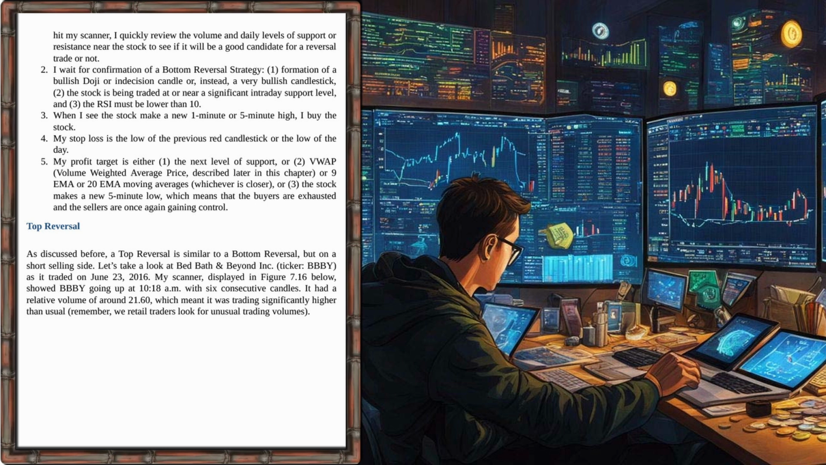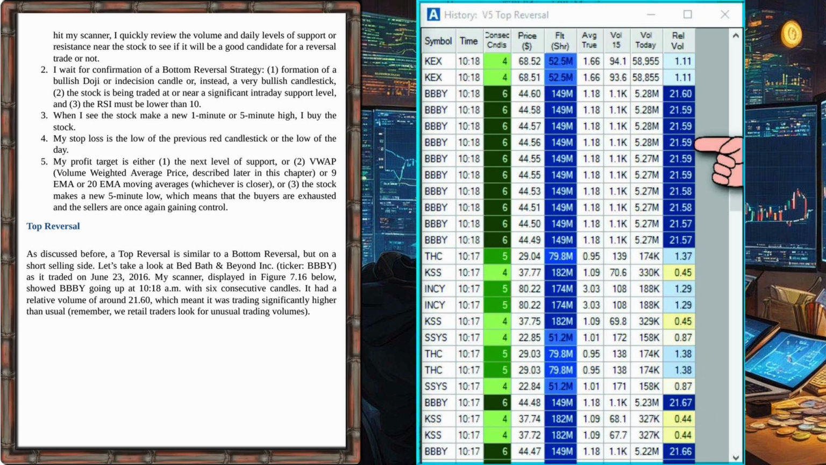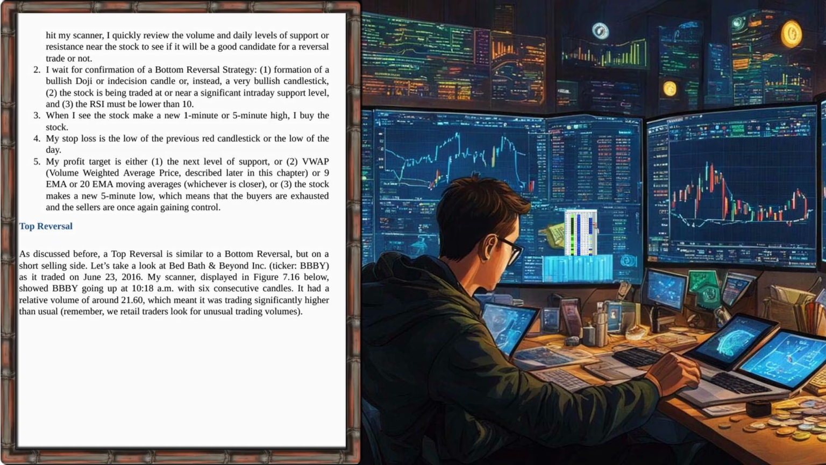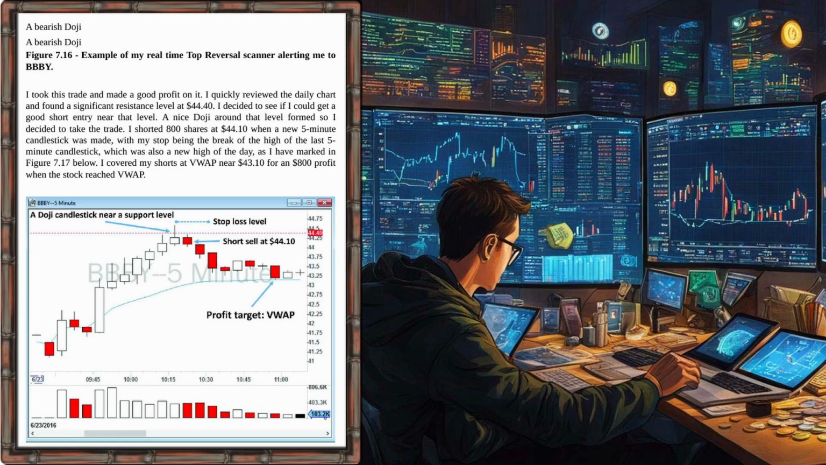Let's take a look at Bed Bath & Beyond Inc., ticker BBBY, as it traded on June 23, 2016. My scanner, displayed in figure 7.16 below, showed BBBY going up at 10:18 a.m. with 6 consecutive candles. It had a relative volume of around 21.60, which meant it was trading significantly higher than usual. Remember, we retail traders look for unusual trading volumes. I took this trade and made a good profit on it.